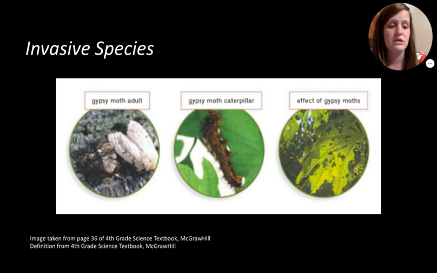According to page 36 of your science textbook, the example shown on this slide is a gypsy moth. It feeds on the leaves of both oak and aspen trees. With a higher number of caterpillars, the leaves of an entire forest can be damaged.